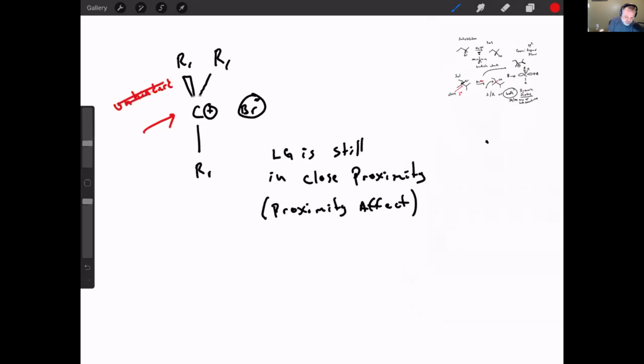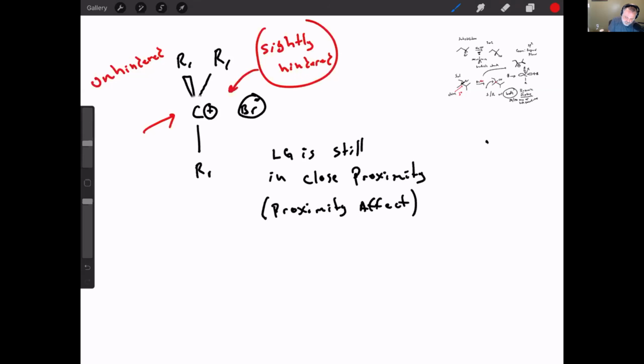I spelled that terribly. Unhindered. And the front side is slightly hindered. And so that means that we still get a mixture, but the inversion is slightly favored.